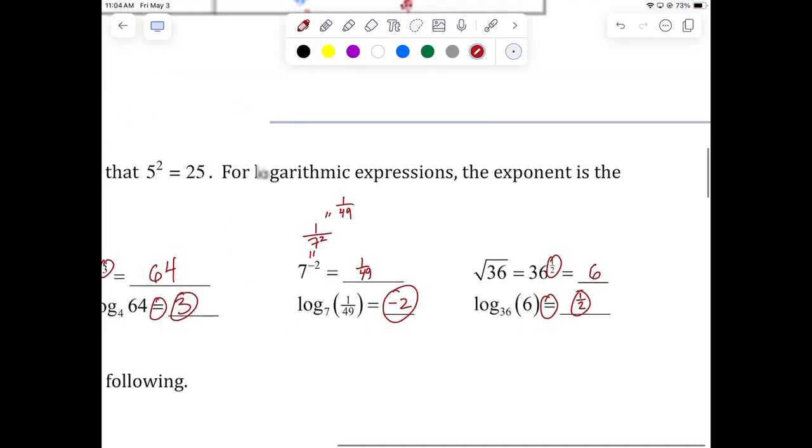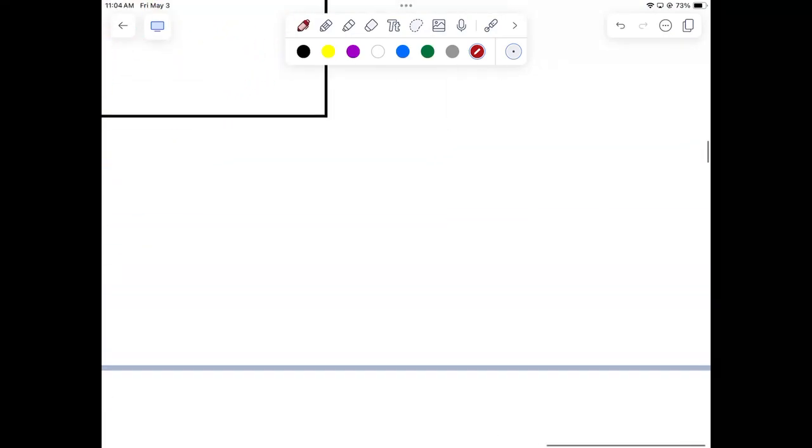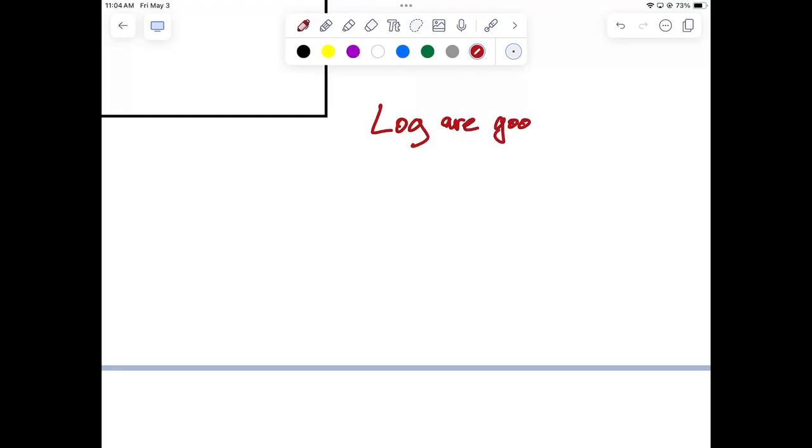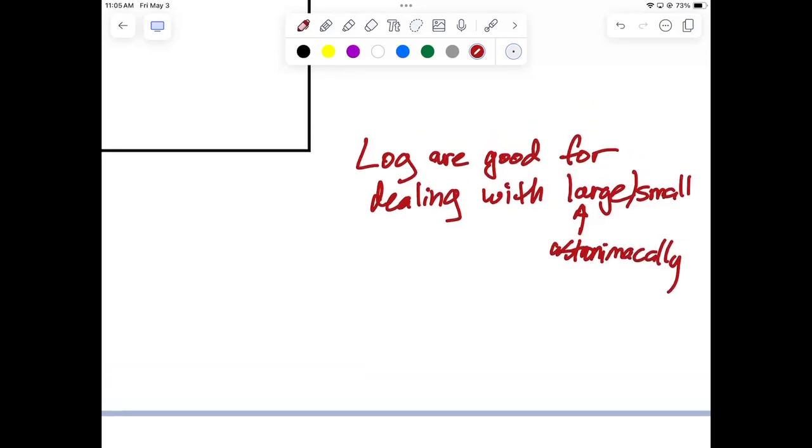Now, why do we even need logs? Okay, let me tell you why we need logs. Logs are good for dealing with large numbers, or small numbers. And when I say large, I mean astronomically large. When I say small, I mean really small, like microscopically.